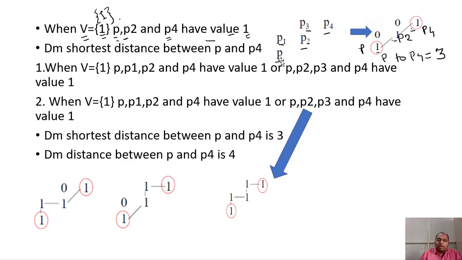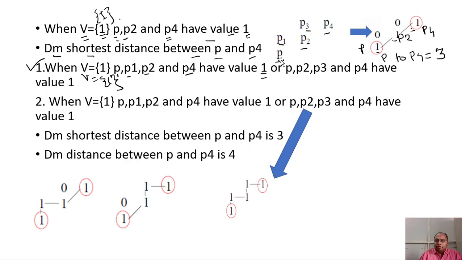Now let us find out another distance. The Dm, that is the shortest distance between p and p4, can be found in multiple ways. Let us say in the first condition, again the set V has value 1, and the pixels p, p1, p2 and p4 are all having value 1. So p is 1.